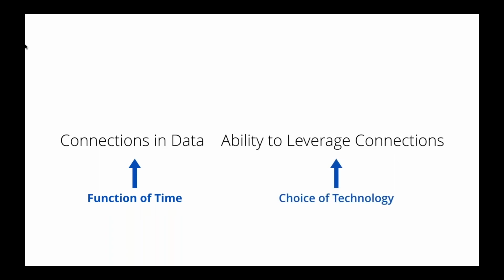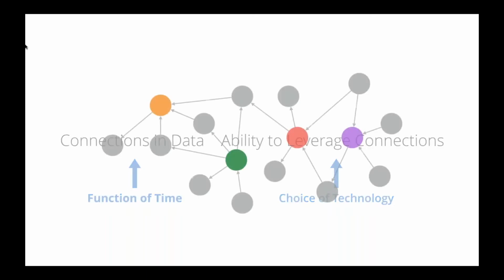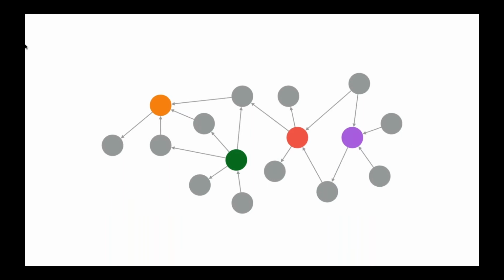Here we're looking at how you are actually going to take advantage of the fact that connections are changing as a function of time. What technology are you really going to use and choose to take advantage of that interconnectedness? And of course, we like the idea of a property graph to help take care of that exercise.